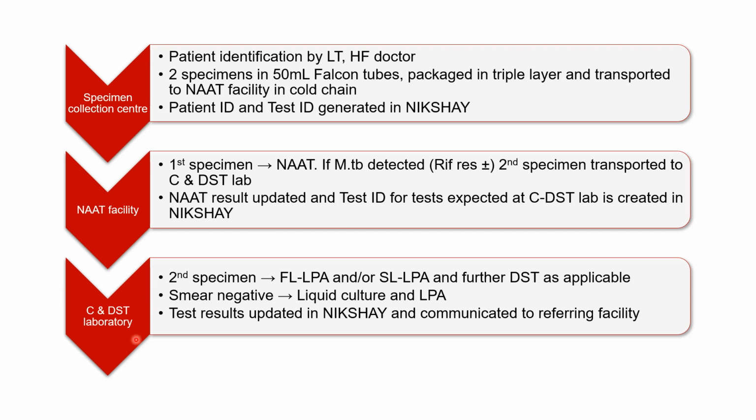Third, we go to the C and DST lab, because the first sample is evaluated at the NAT facility, and the second sample is evaluated at the C and DST facility. NAT facility does the NAT test, C and DST facility does the first line probe assay, second line probe assay and liquid culture DST. So the second specimen has to be taken for first line probe assay, second line probe assay and further DST as applicable. If the patient is MTB negative, liquid culture and LPA may be undertaken, and the test results are updated in the portal and communicated to the referring facility, the patient and the physician. So that is the diagnostic algorithm of a drug-resistant tuberculosis.